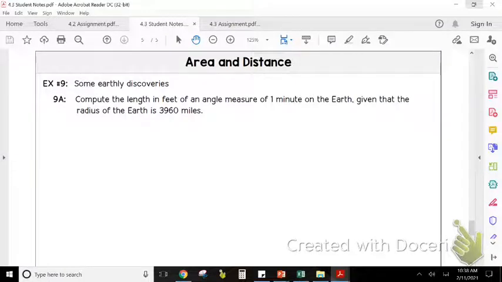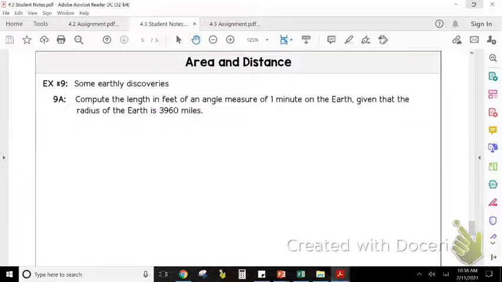Okay, so 4.3 continued on example 9. It's just some earthly discoveries. It says compute the length in feet of an angle measure of 1 minute on Earth, given the radius of the Earth is 3,960. So we're after the length, so we're after arc length, which means we need the formula that S is equal to R times theta.